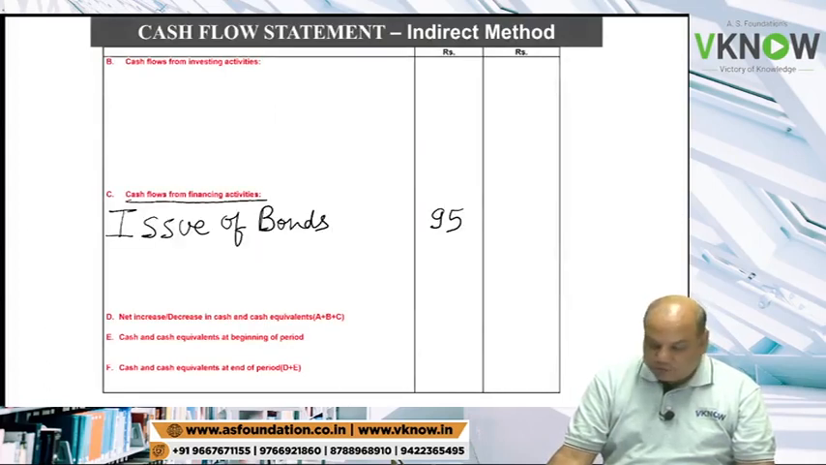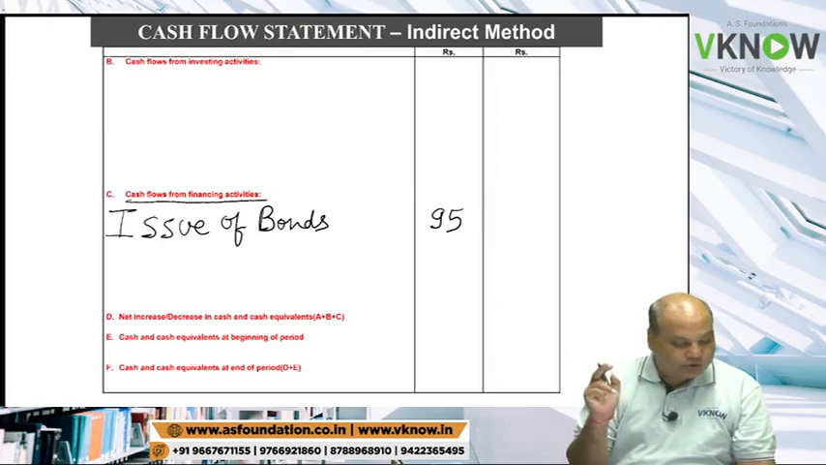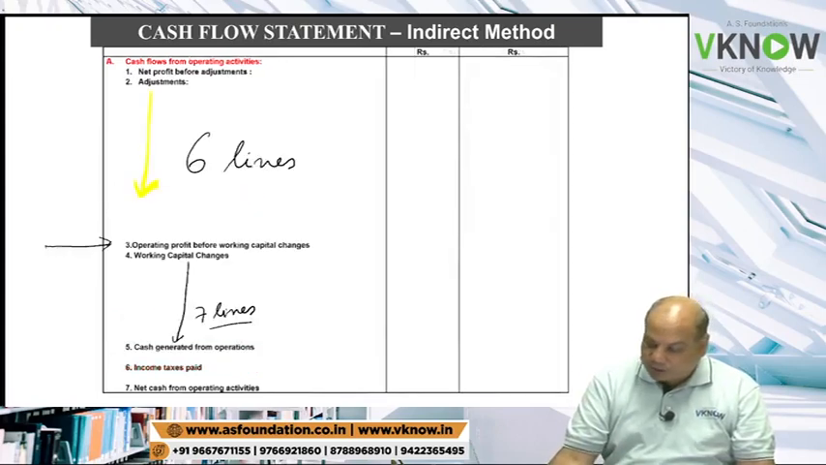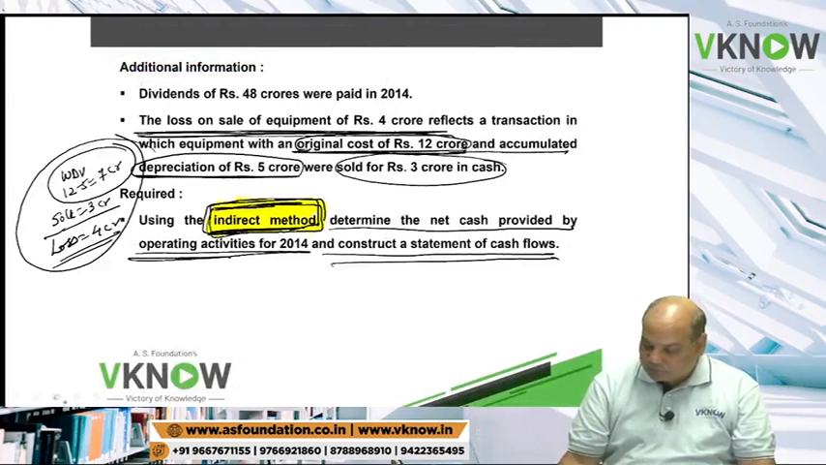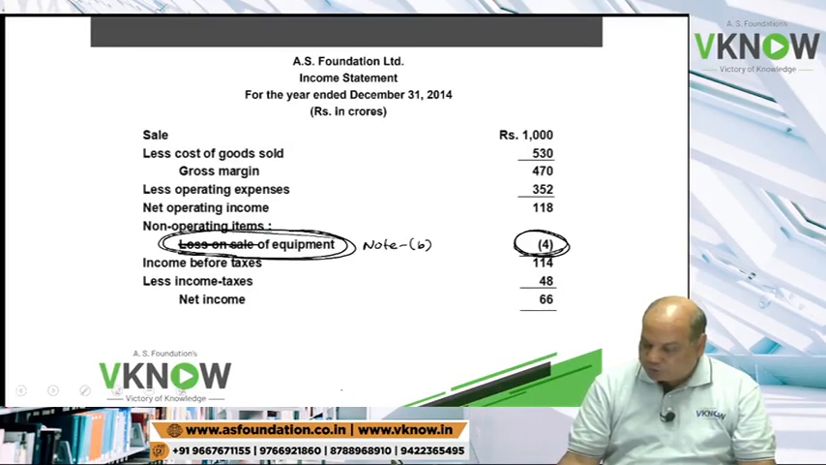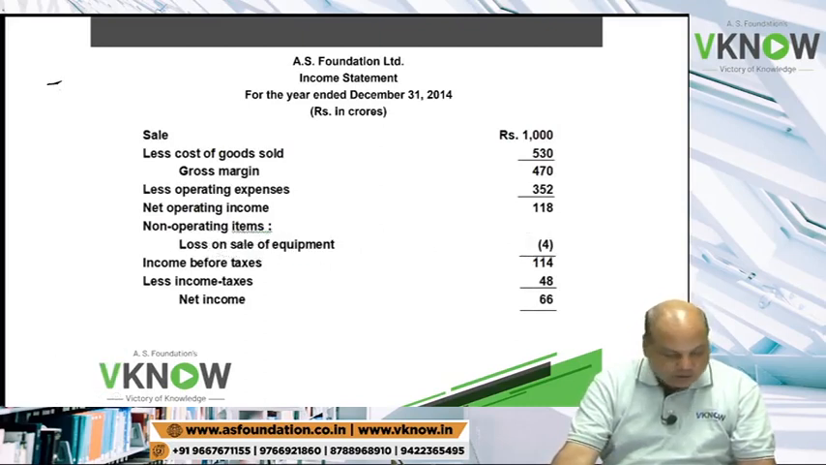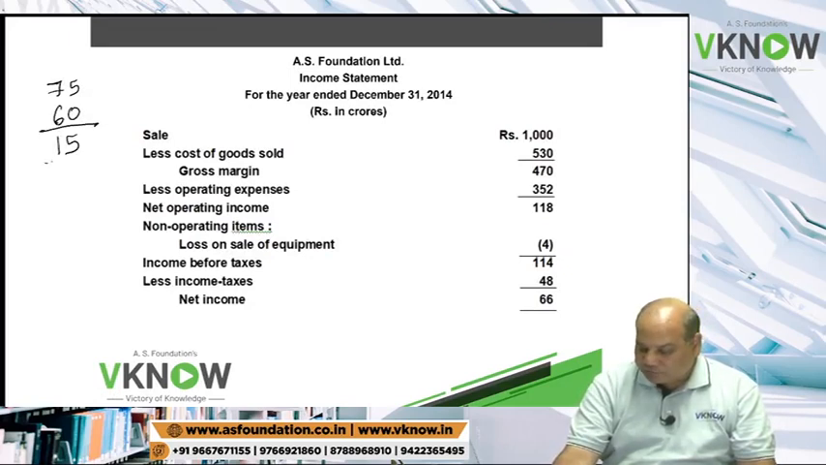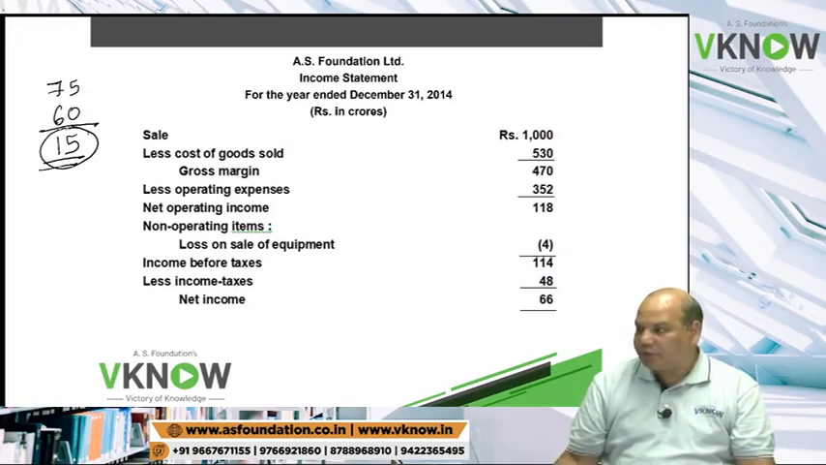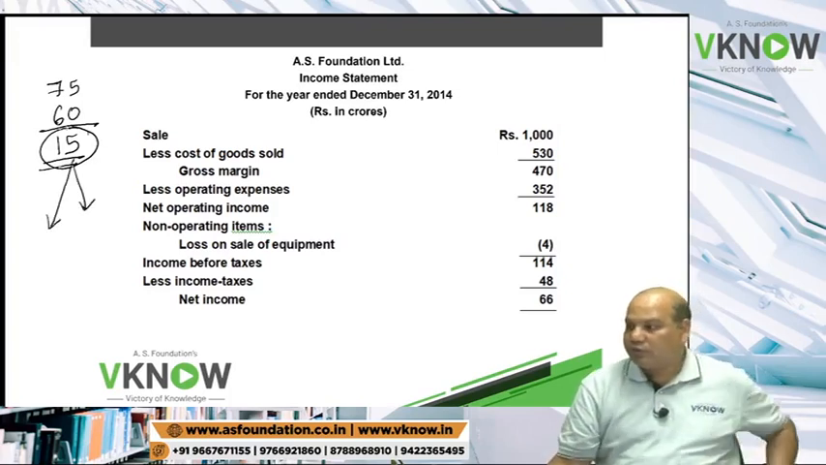Opening was 75, closing is 60 investment. But let us look at the P&L account. What do you think this is? Opening investment is 75, closing investment is 60. There is a 15 difference. What will you call it?